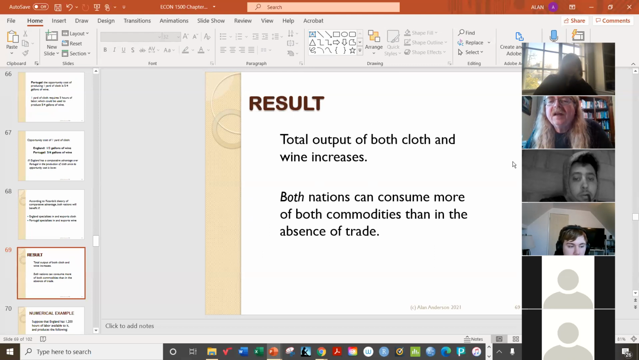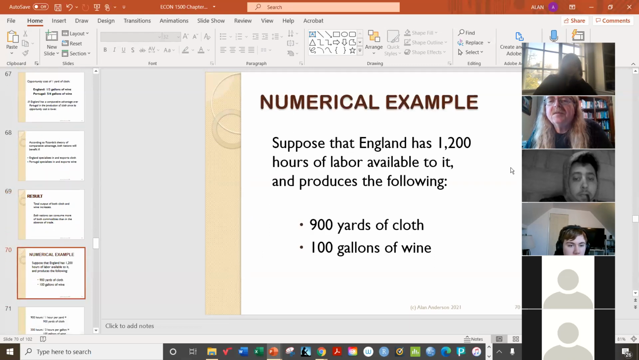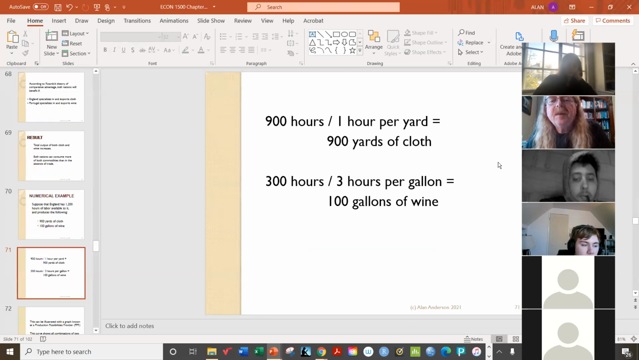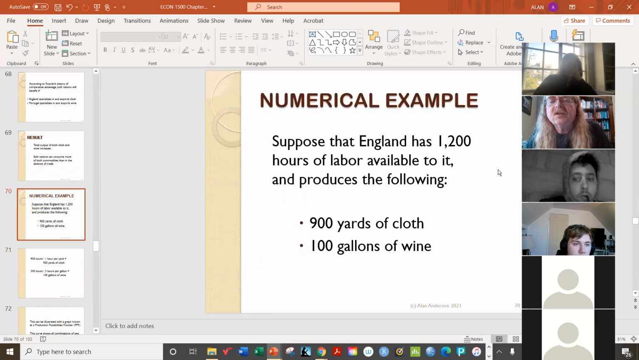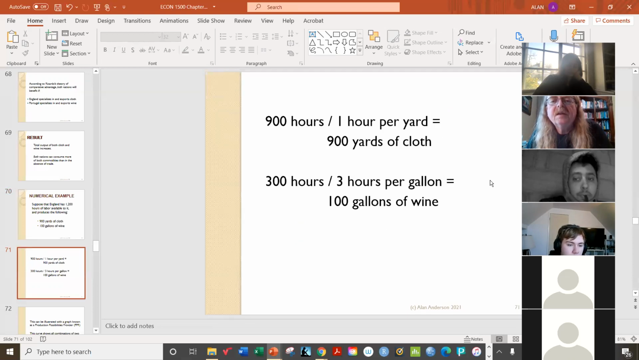All right, now we can prove that by making some assumptions. Let's start out by saying that England has 1,200 hours of labor available to it, and they choose to produce 900 yards of cloth and 100 gallons of wine. And by the way, we're going to use this to create a production possibilities frontier.